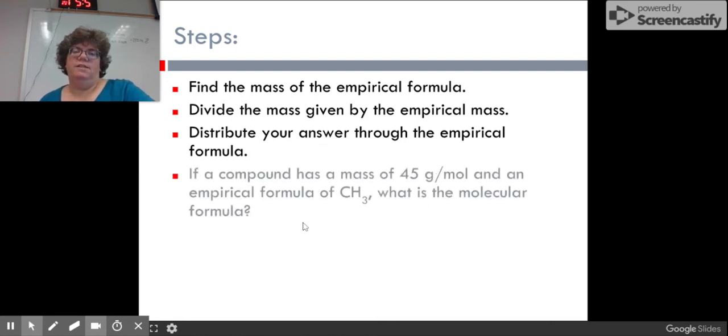So here's another example of that. You can see with the steps. So a compound has a mass of 45 grams per mole. The empirical formula is CH3. What is the molecular formula?